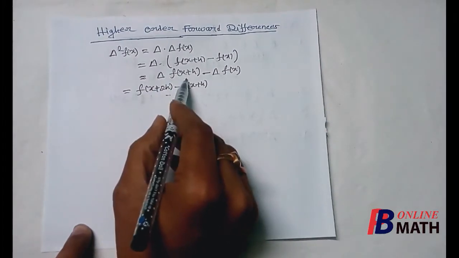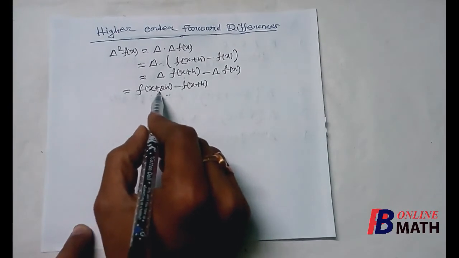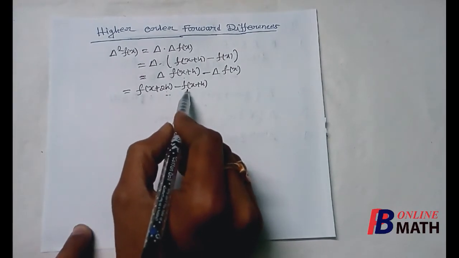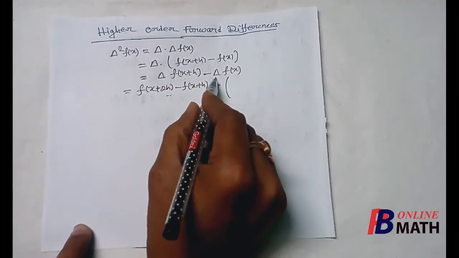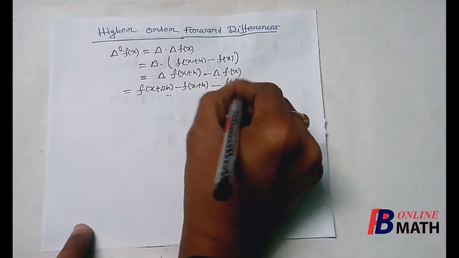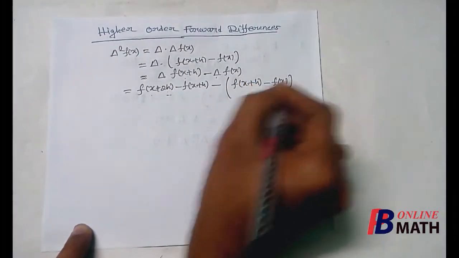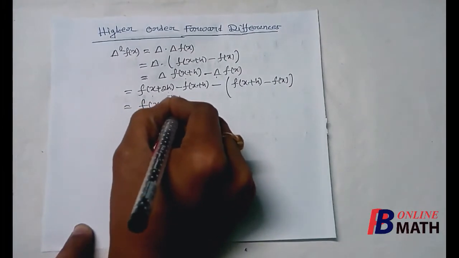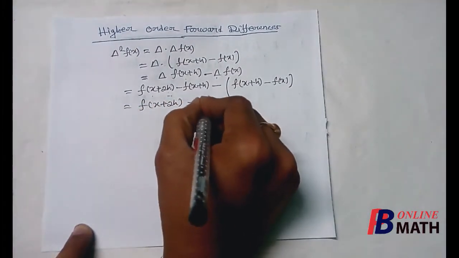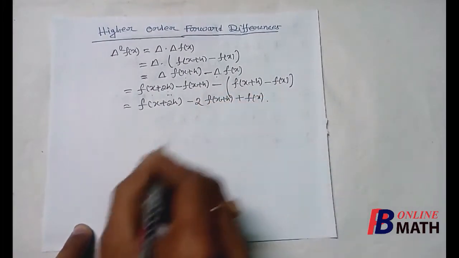So if we apply this, we shall get the next entry, which is f(x plus 2h) minus this entry f(x plus h), minus, if we apply delta on f(x), we shall get f(x plus h) minus f(x). So this is equal to f(x plus 2h) minus 2 into f(x plus h) plus f(x).